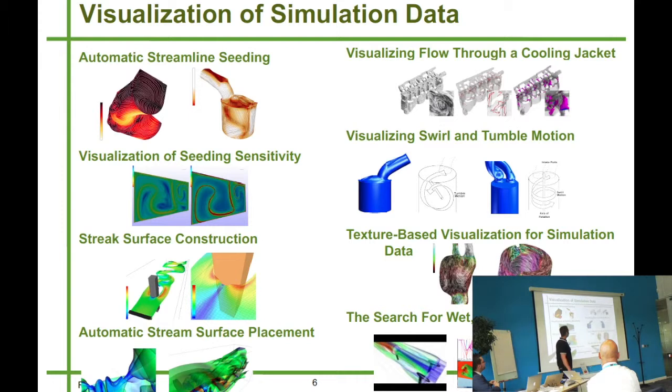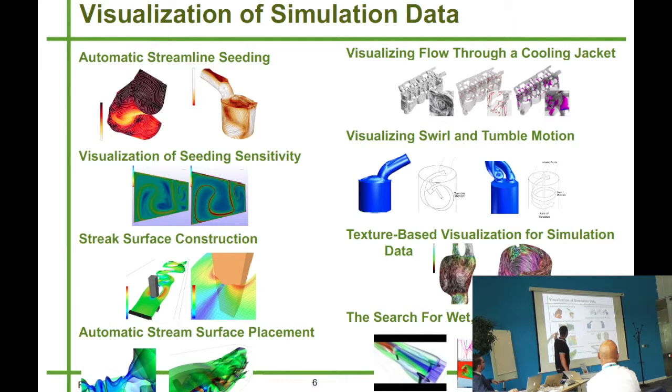Nope. Visualizing flow through the cooling jacket. Anybody interested? 2, 3, 4, 5. Okay, 5. Visualizing swirl and tumble motion. 1, 2, 3, 4, 5, 6. Okay, so that's second so far.